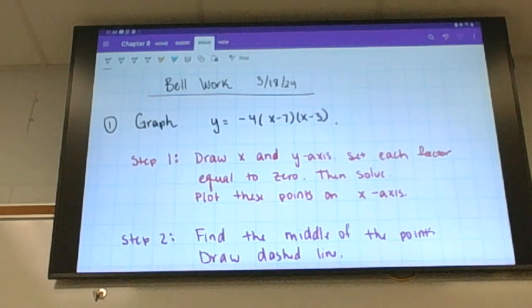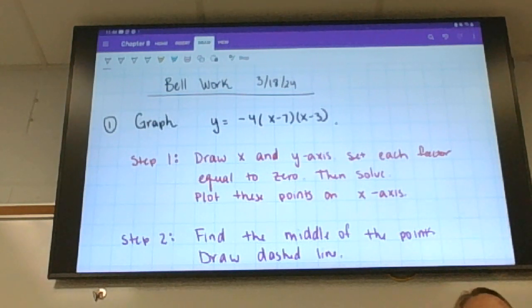Alright, so it's been a while, but if you think back to Thursday, we were graphing intercept form. So I'm going to give you a quick rundown. We've been talking about parabolas for a couple of weeks. We started with standard form. I gave you a whole handout about it. We moved into vertex form. Also a handout about that.